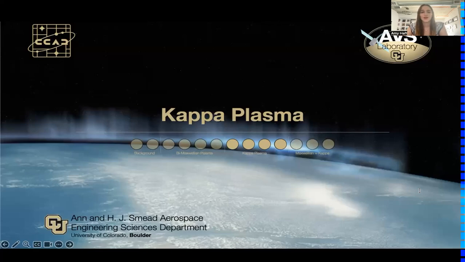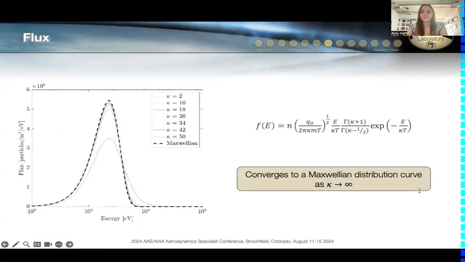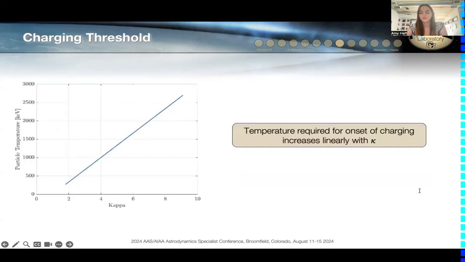All right, let's move on and talk about the kappa plasma. As I mentioned earlier, the flux of a kappa plasma is simply a Maxwellian that includes the spectral index kappa, which determines the slope of the superthermal tail. Note that as kappa goes to infinity, the flux converges to a single Maxwellian.